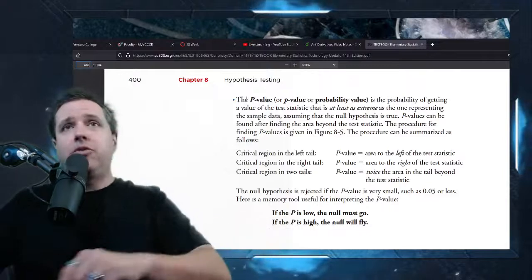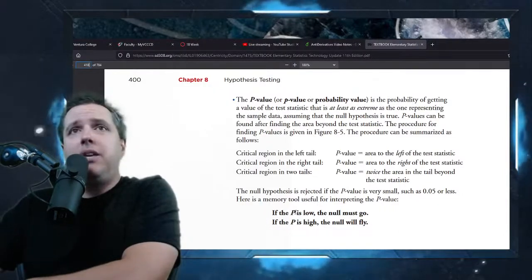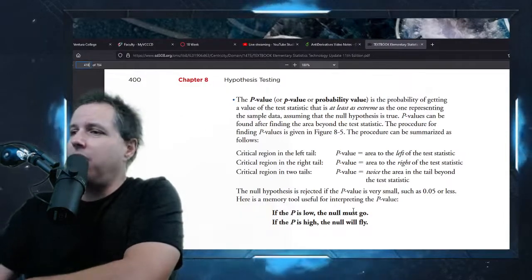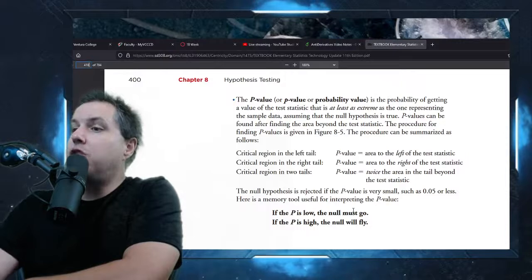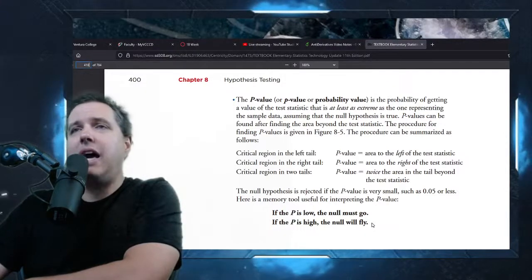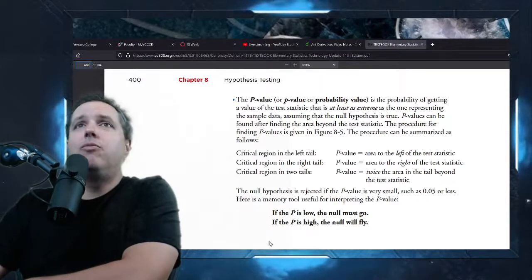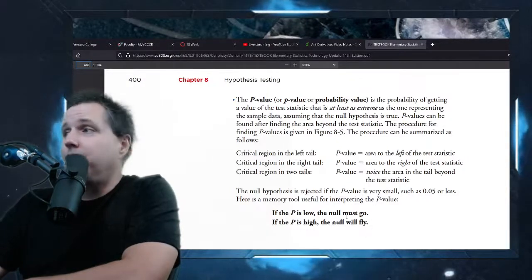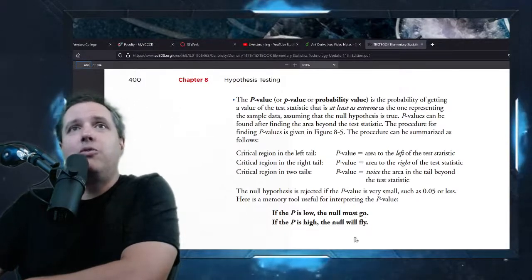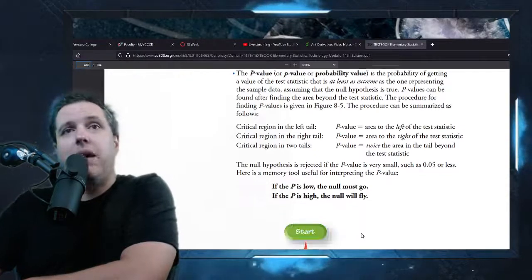So make sure to include that, like I've talked about. And that's what they say here. If p is low, the null must go. That's just a fancy way of saying if your p-value is low enough, you reject the null hypothesis. If p is high, the null will fly. I think this is kind of silly myself, but whatever works for you to remember about the p-values. I think you don't really need nursery rhymes in order to remember it, but if you do, that's okay. Don't feel bad about that.